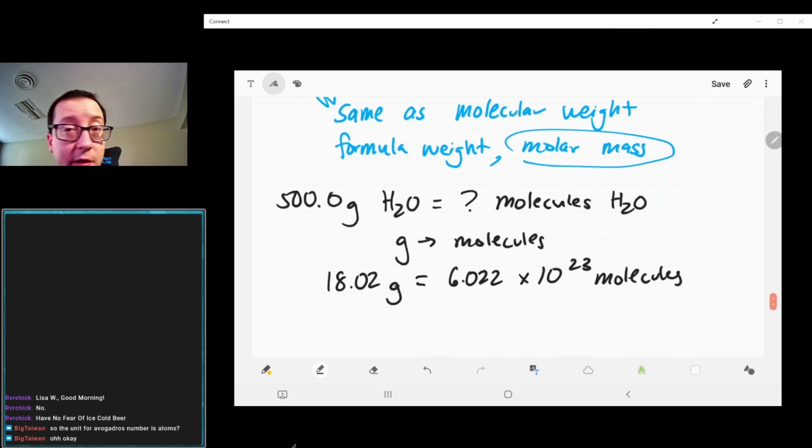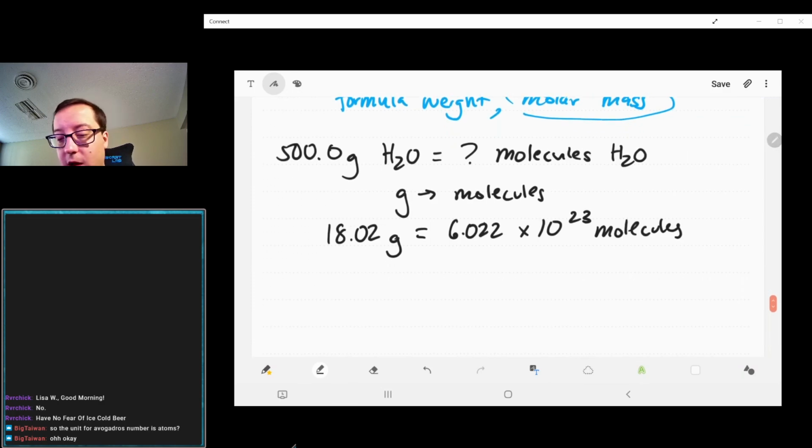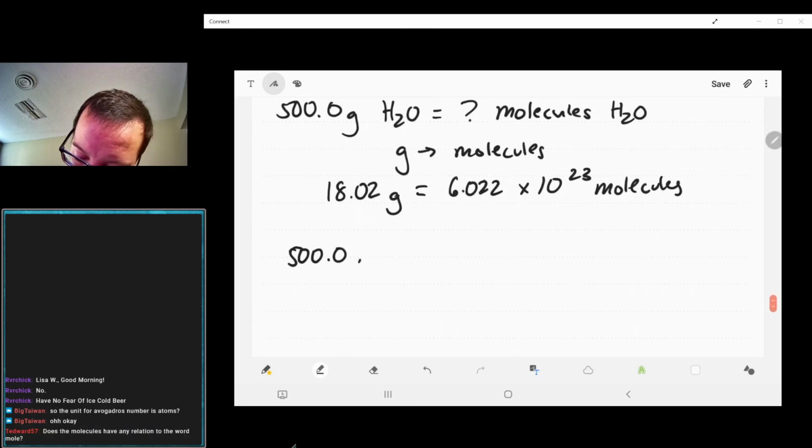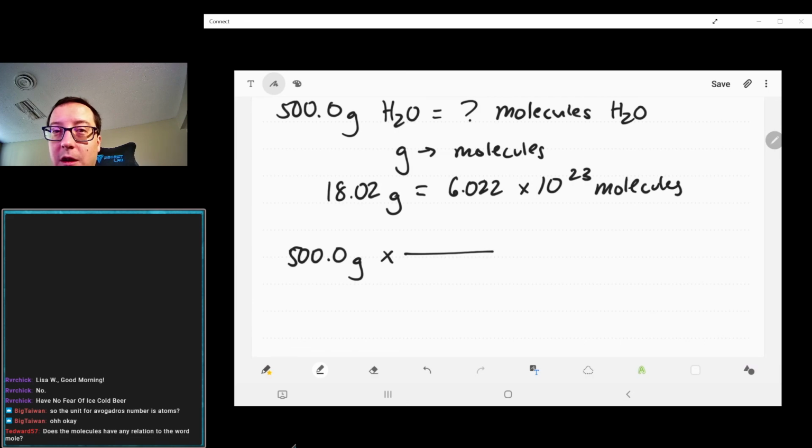And so here's another thing you can amaze your friends with. If you take a water bottle that is a half liter, 500 mLs, which are pretty common, you can show them how many molecules of water are in that bottle. So let's start with our 500 grams.